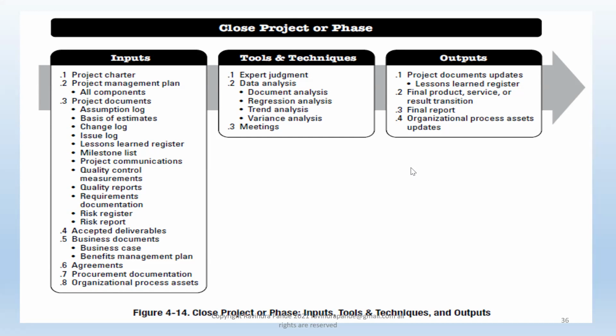The outputs are of course the lessons learned register and the actual final product, service, or result which can be transitioned to the client. And a final report. This might be called a project closure report as well, or a phase closure report, or a sprint closure report as well.